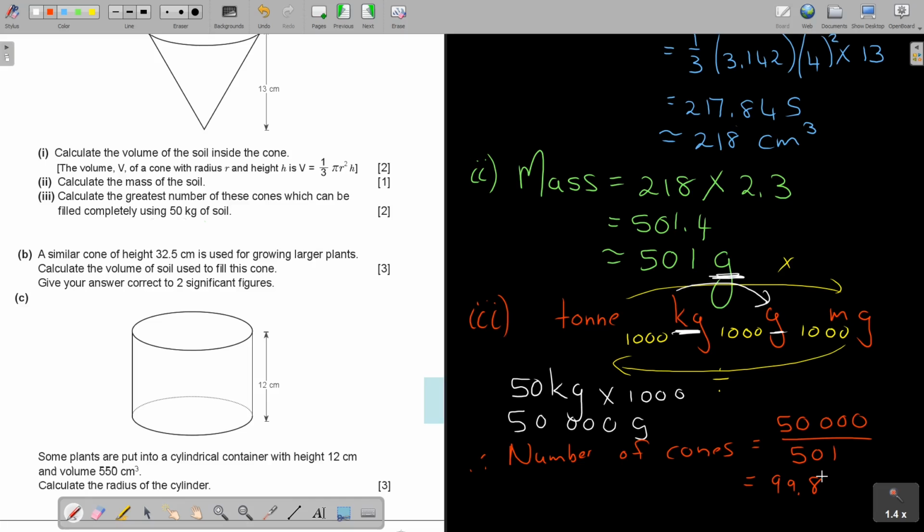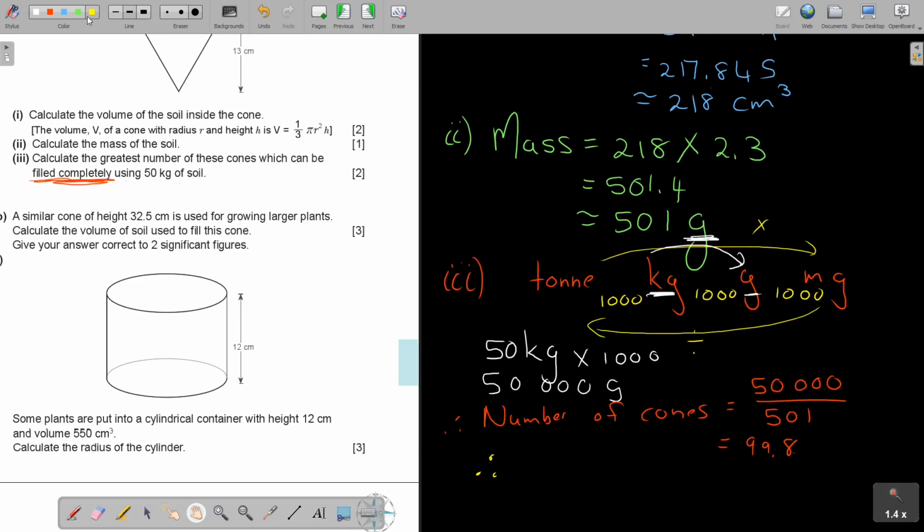Okay, but now you must start thinking. They are asking you, calculate the greatest number of these cones which can be filled completely. So you cannot do 100. There's not enough. It's almost like you have to take the full number before 100. So therefore, I think they call it rounding down. Okay, but therefore, I'm just going to say only 99 cones can be filled completely.